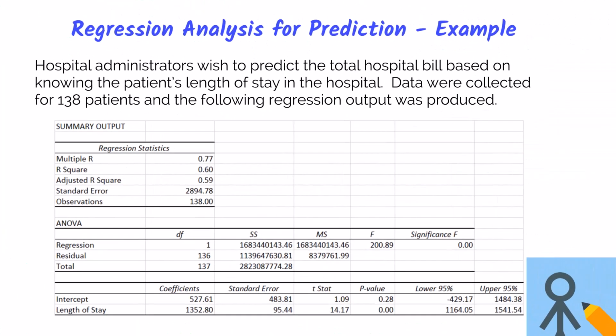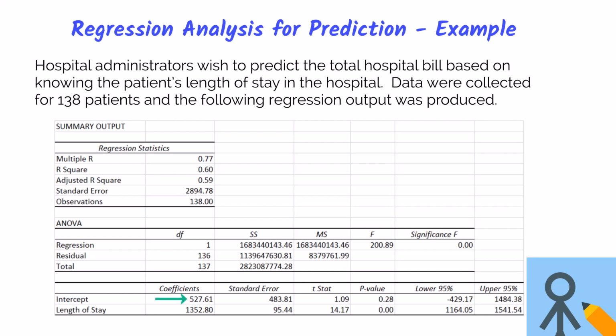So hospital administrators wish to predict the total hospital bill based on knowing the patient's length of stay in the hospital. Data was collected for 138 patients, and the following regression output was produced. Let's identify our coefficients in the problem so we can write our equation.